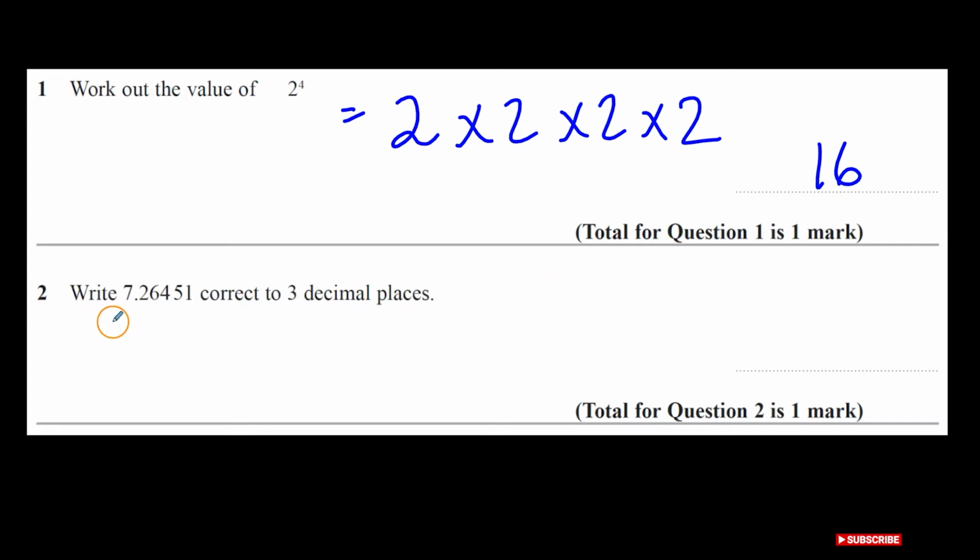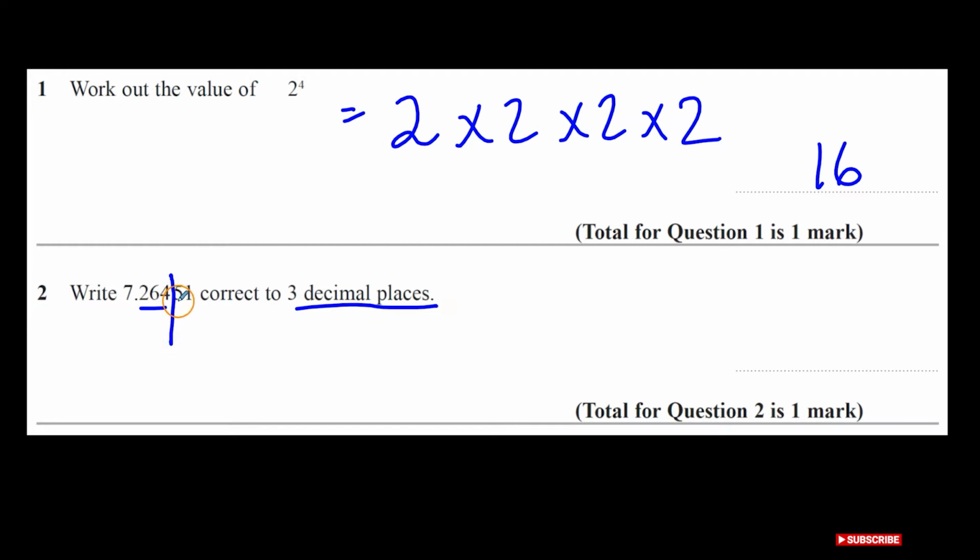Number 2, we're asked to write 7.26451 correct to 3 decimal places. So that means we want 3 numbers after the decimal 1, 2, 3, but before we round to 3 numbers, we need to just have like a line there to help you, and then look at the next number.